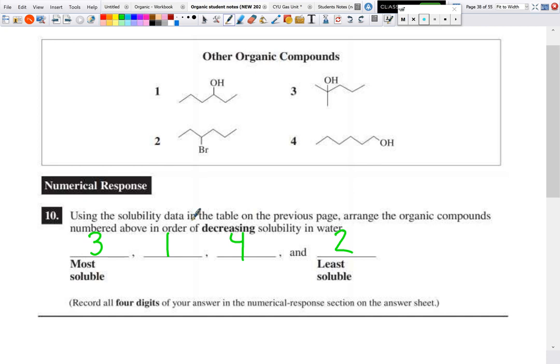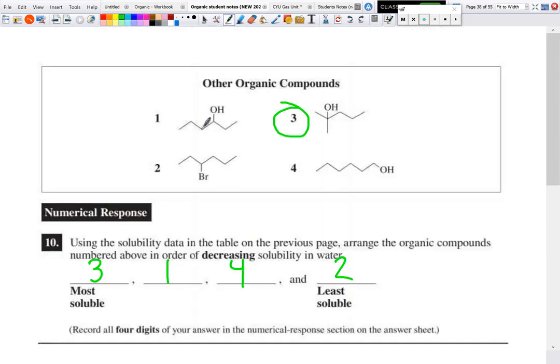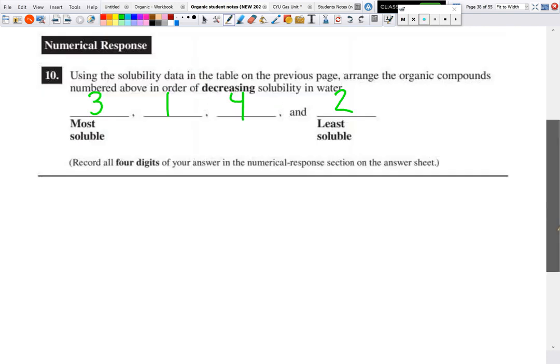So using the solubility data in the table on the previous page, arrange the organic molecules in order of decreasing solubility in water. So most soluble is going to be 3. And the reason for that, we know if we go back, we have this one right here, right, that had 2 branches on the same carbon, was the most soluble. All right. And then of course next we're going to have our branched, then this one right here. So we do get all of our hydroxyl groups out of the way first because they are going to be more polar and they have hydrogen bonding, so more intermolecular forces. And our last one is this bromine one here.